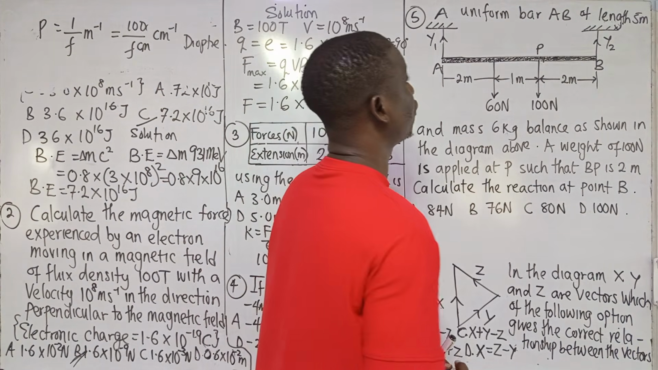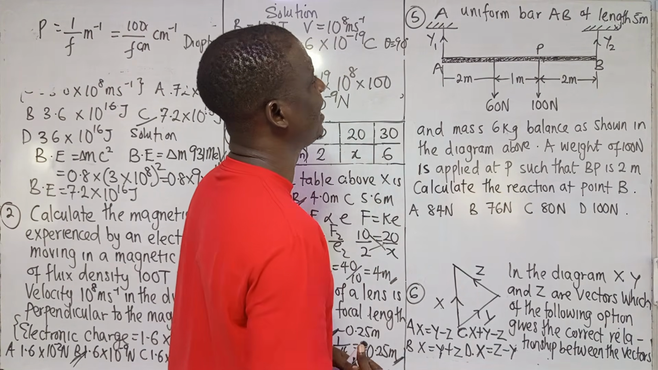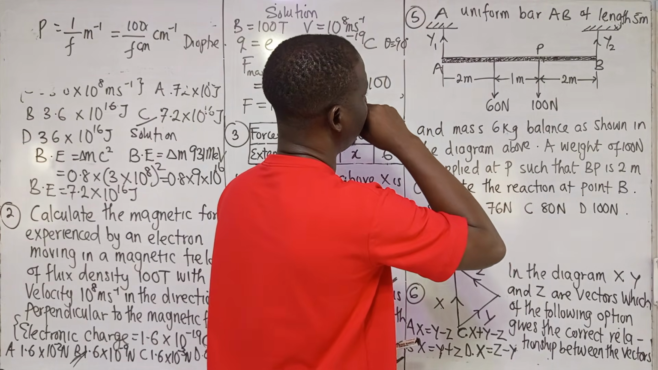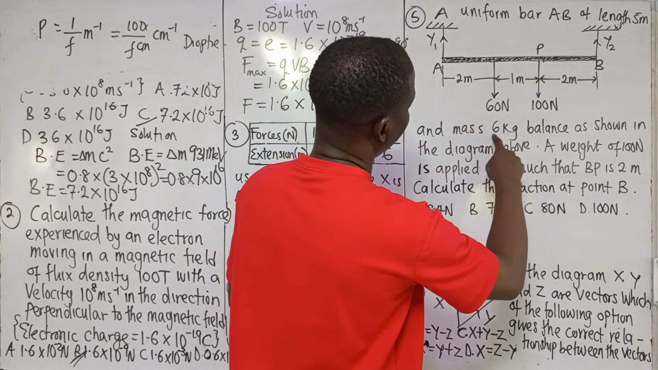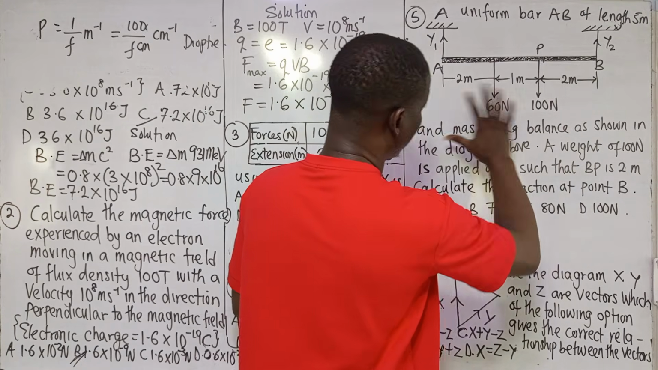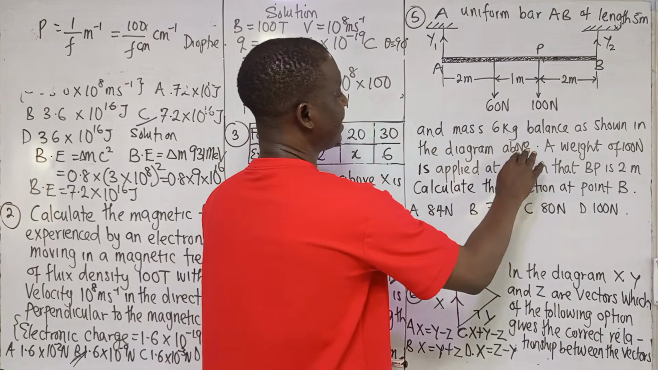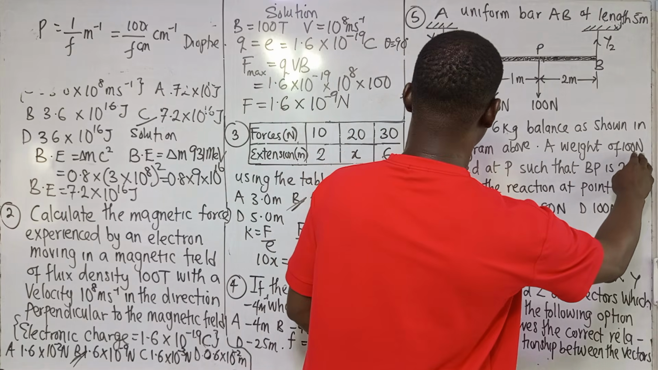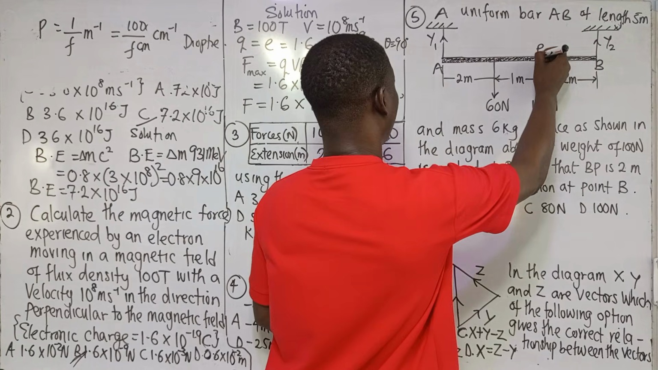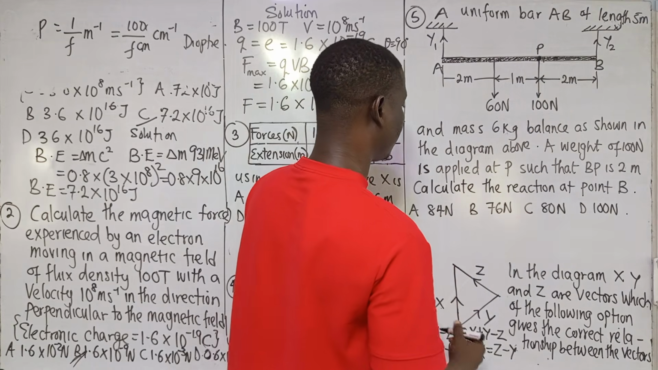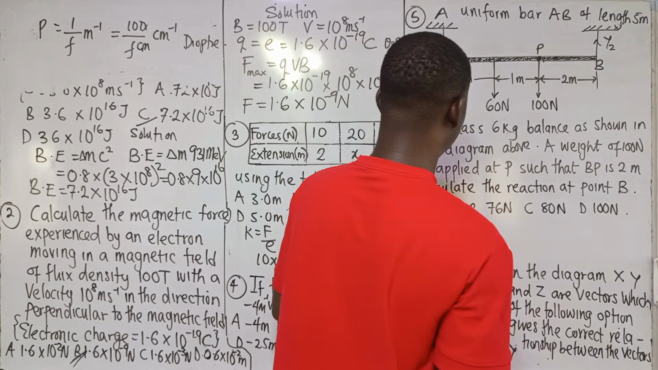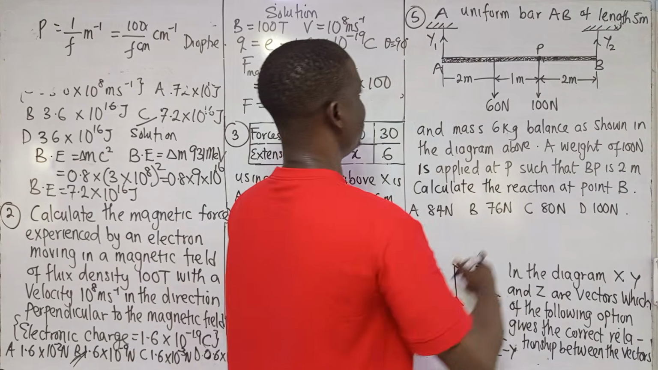The next question is on equilibrium, which is second to the last question. It says a uniform bar AB of length 5 meter and mass 6 kg balanced as shown. They're giving us the diagram. In the diagram above, the weight of 100 Newton is applied at P, which is this point P, such that PB is 2 meter. Calculate the reaction at B.